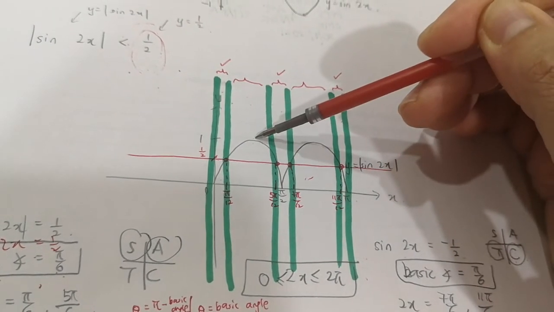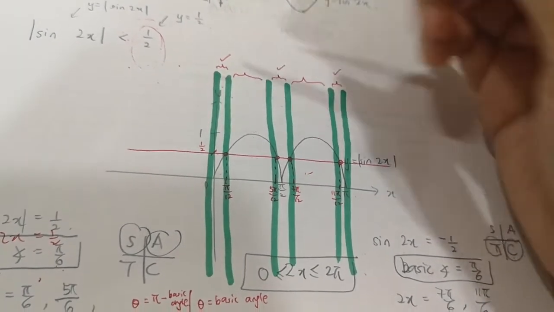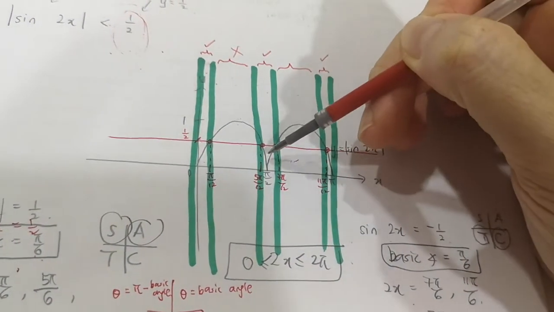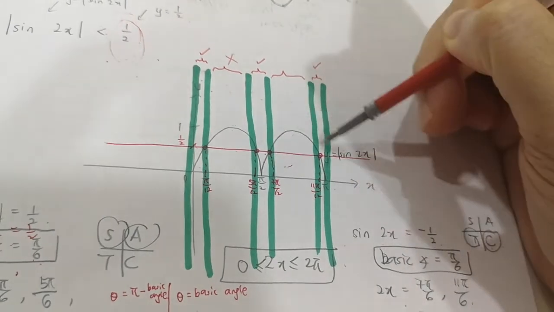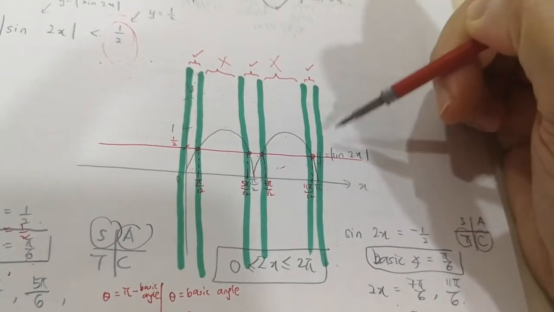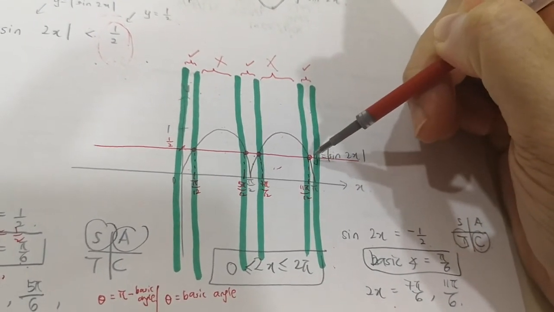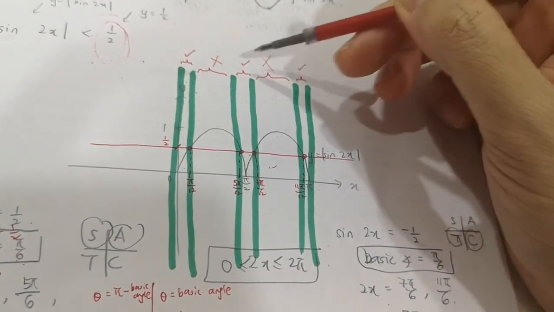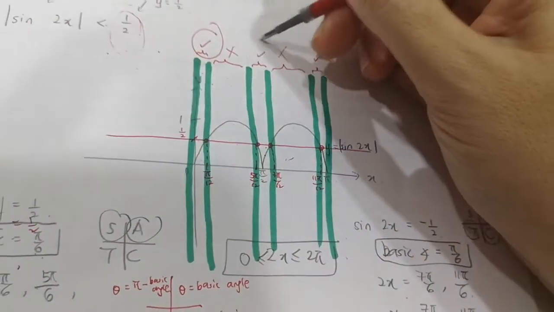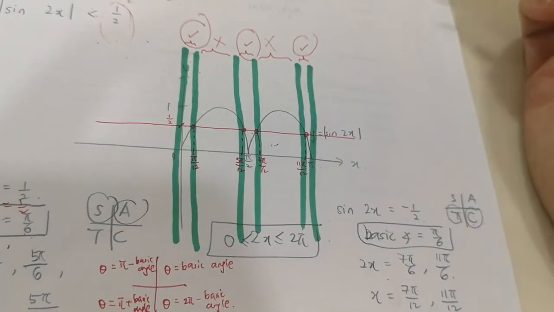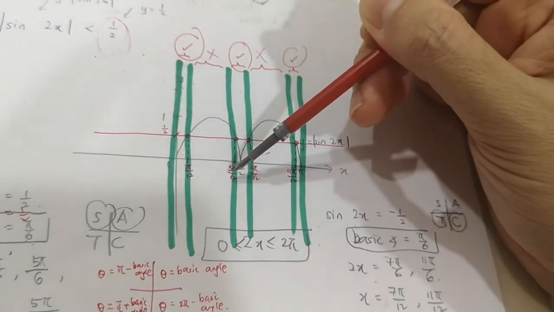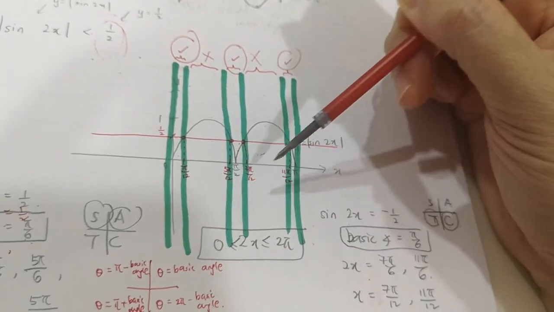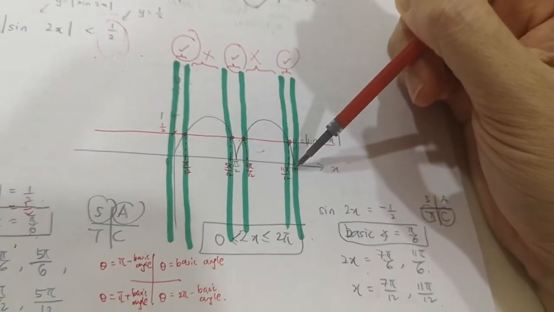This one pencil is higher, red is lower, I don't want. This one red is higher, pencil is lower, okay, I want, I tick. This one pencil is higher, I don't want. This one red is higher, pencil is lower, I want. So that means I want 3 regions here: first, third, fifth. So the answer is from 0 to pi over 12, 5 pi over 12 until 7 pi over 12, 11 pi over 12 until pi.